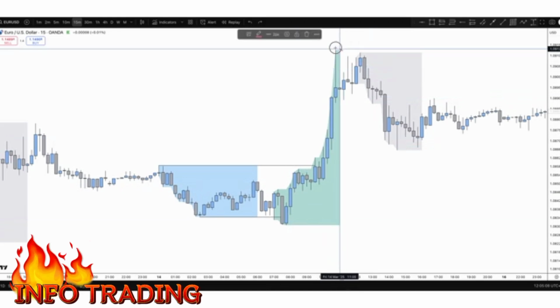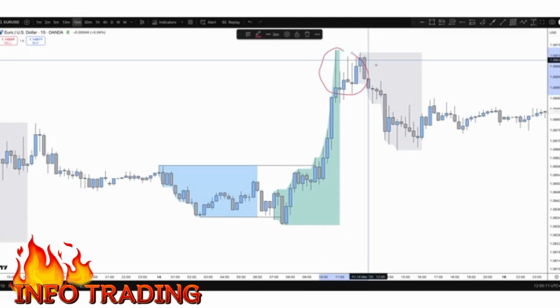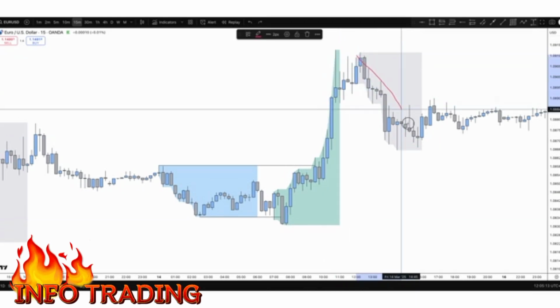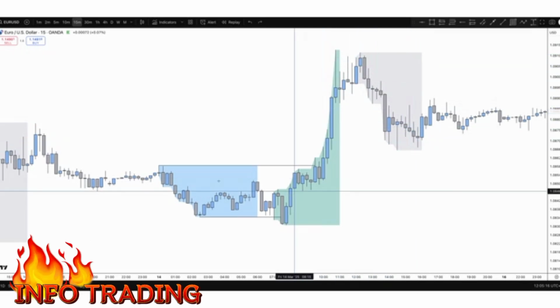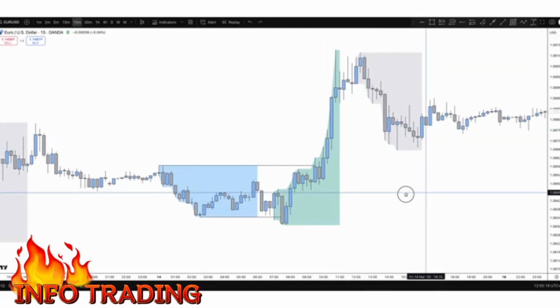Now, as you can see, as soon as London starts to slow down and New York session begins, we see that New York reversal coming in. So this day, characteristics followed pretty much perfectly.